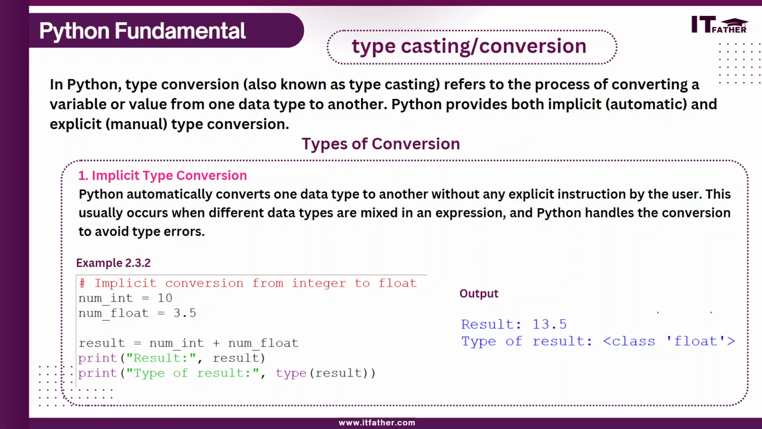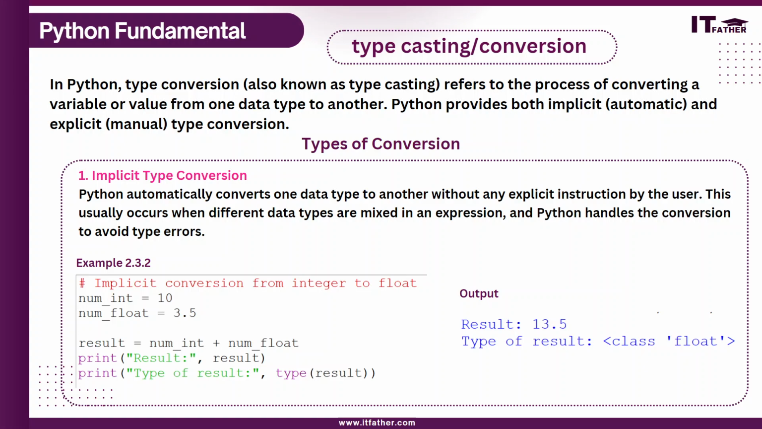The same data, if we have it in the form of a string or number, but we want to work on that data as a list, as a tuple, as a dictionary, then we need to convert that data into that format. So in Python, type conversion or typecasting refers to the process of converting a variable or value from one data type to another. Python provides both implicit, meaning automatic, and explicit, meaning manual, type conversion.